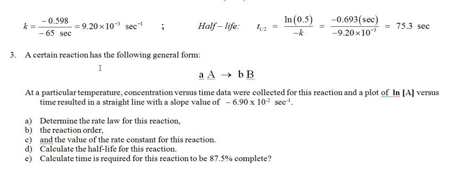Question number 3 says a certain reaction has the following form. Again, we have one reactant, and it's a very generic equation here, and it forms one product. The lowercase letters here represent coefficients, but remember, we never ever care about coefficients when we're working with kinetics. The only time we care about coefficients is when we're doing equilibrium.